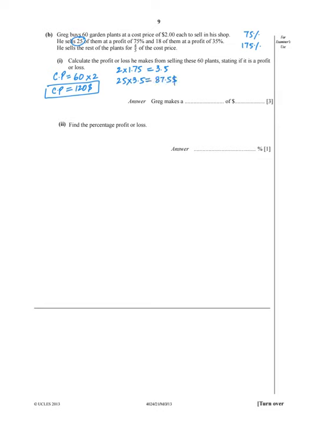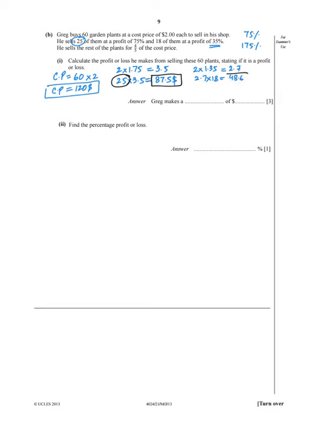$87.5. That is his first selling price of 25 garden plants. After that, he sells 18 of them at a profit of 35%. So again, I need to find the 35% profit price. That will be 2 multiplied by 1.35, since it's 35% profit, right? So 2 multiplied by 1.35 gives 2.7. And at this price, he sold 18 of them. So 2.7 times 18 gives you the value of 48.6.